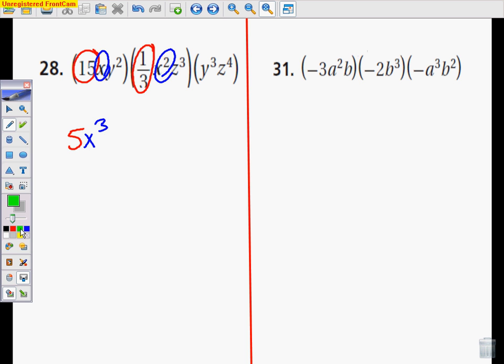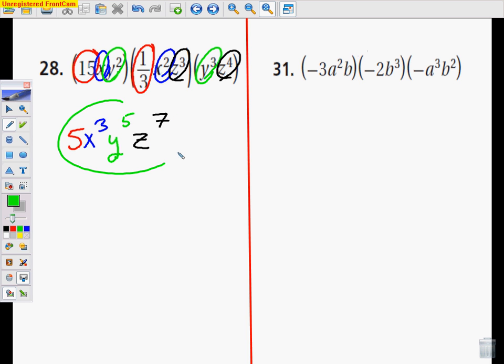Then let's go ahead and go to the y's. We have a y squared here and a y cubed here. Y cubed times y squared is y to the fifth. Okay, and then lastly we have this z to the third times z to the fourth, and we add those exponents and get z to the seventh. And there we go. There's our final answer.